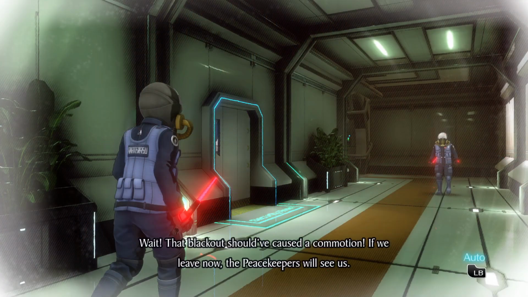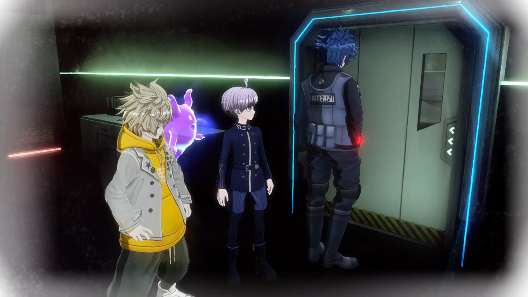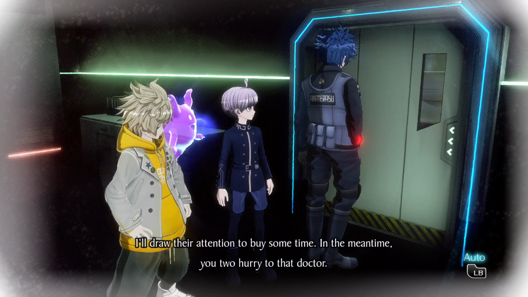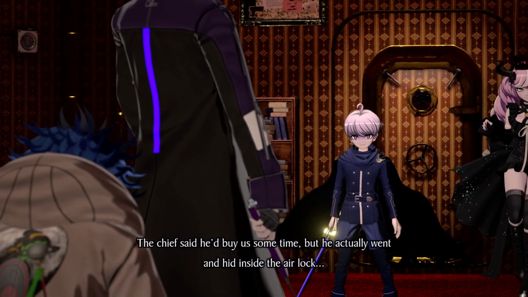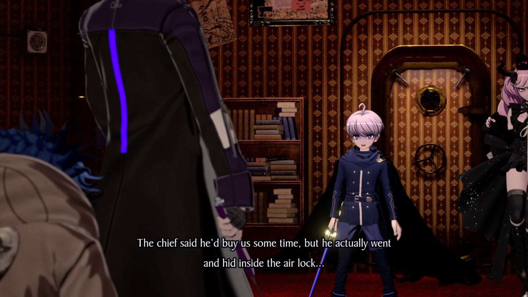Wait! That blackout should have caused a commotion. If we leave now, the peacekeepers will see us. I knew it. This place is crawling with them. What do we do? I'll draw their attention to buy some time. In the meantime, you two hurry to that doctor. The chief said he'd buy us some time, but he actually went and hid inside the airlock.